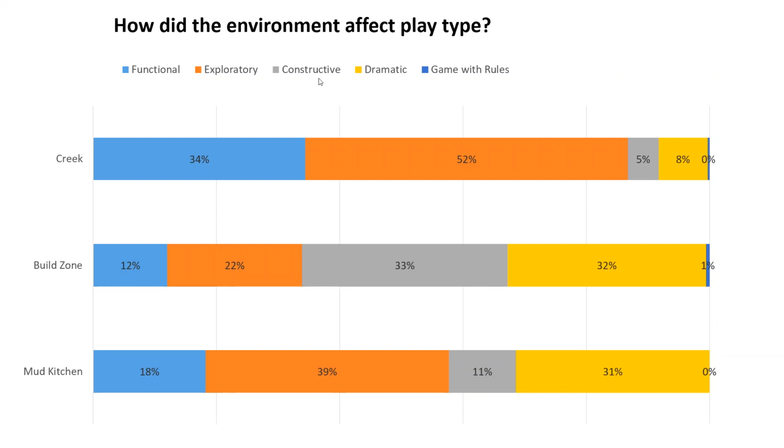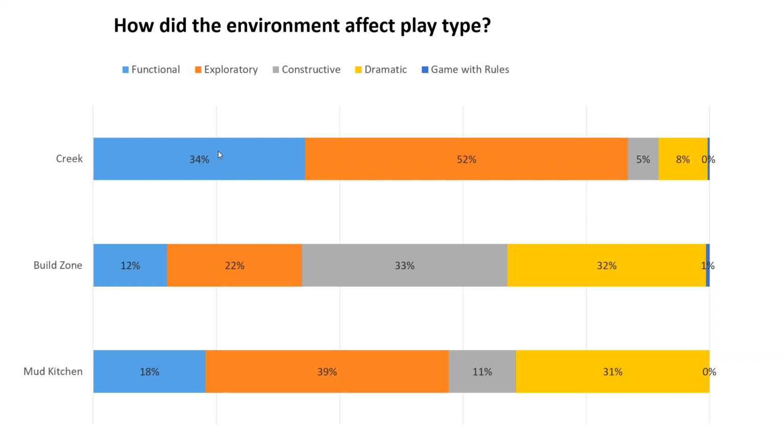Constructive is you're building something. Dramatic is using your imagination. And games with rules is where you create your own set of rules. The children agree upon those rules and then apply those rules to play. So the reason why this is a hierarchy, right, is as you move from functional to games with rules, the reliance on cognitive skills increases.